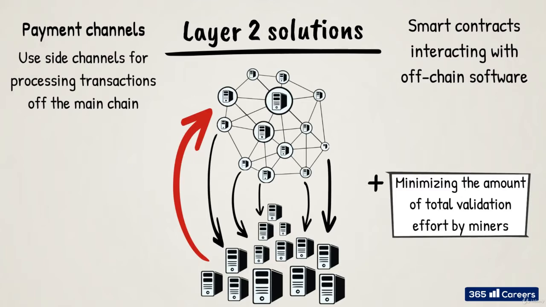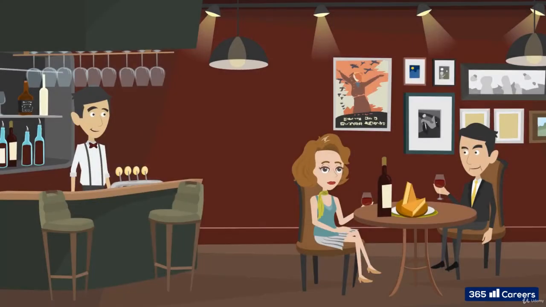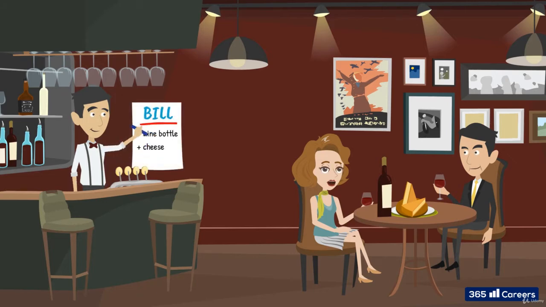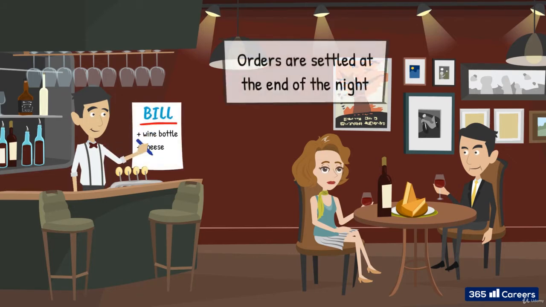Here's a useful illustration to clarify this idea. Imagine that two friends go to a bar and open a tab. In this way, rather than paying for each round of drinks separately, their respective orders are recorded by the bartender and settled at the end of the night when the friends are about to leave.